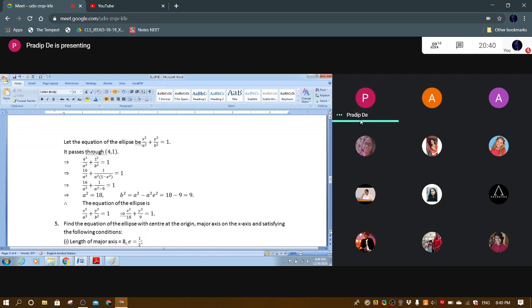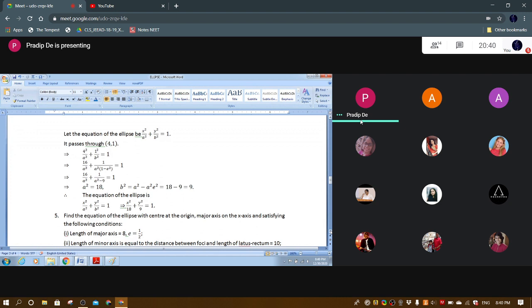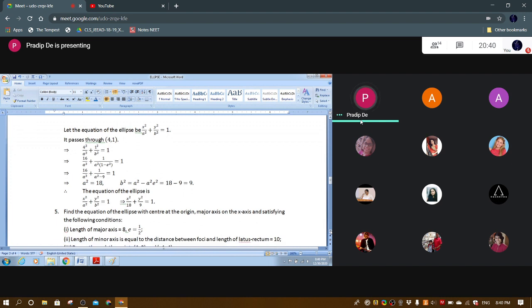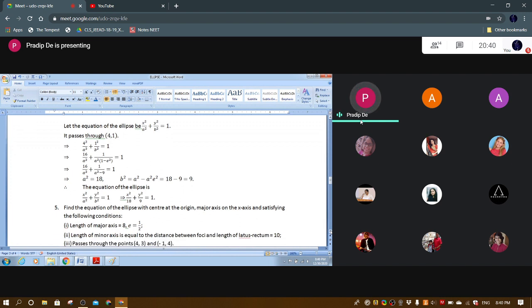Last one on ellipse. Find the equation of the ellipse with center at the origin, major axis on the x-axis, and satisfying the following conditions. Number 1, length of major axis 8, e is equal to half. Second question, length of minor axis is equal to the distance between the foci, and length of LR.